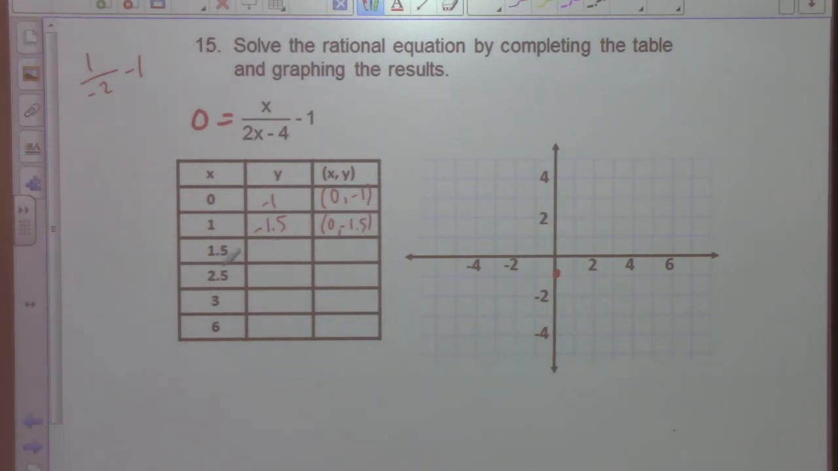Next, if we plug in 1.5, we get 1.5 over 2 times 1.5, which is 3, minus 4. So we get negative 1 minus 1. So that's going to be negative 2.5 minus 1, or negative 2.5. So this is going to be 1.5, comma, negative 2.5.